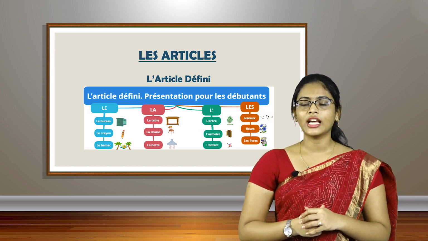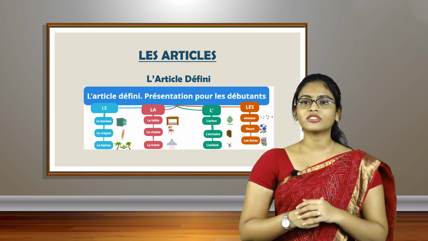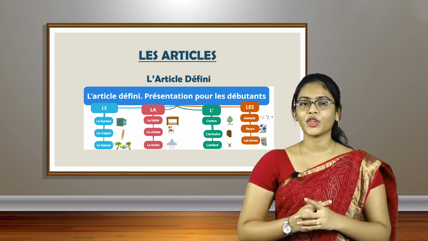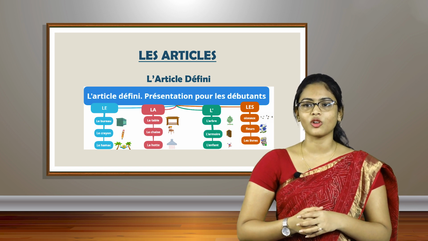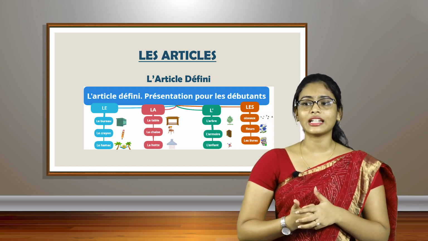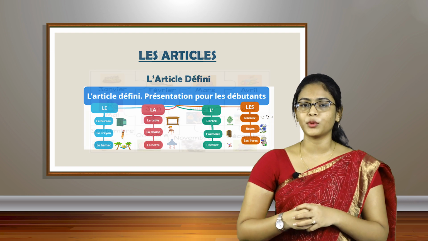Moving on to les. Les is for the plural. If something ends with X or S, it is considered plural. For example, oiseaux. Oiseaux are birds, which end with X, so that is plural.